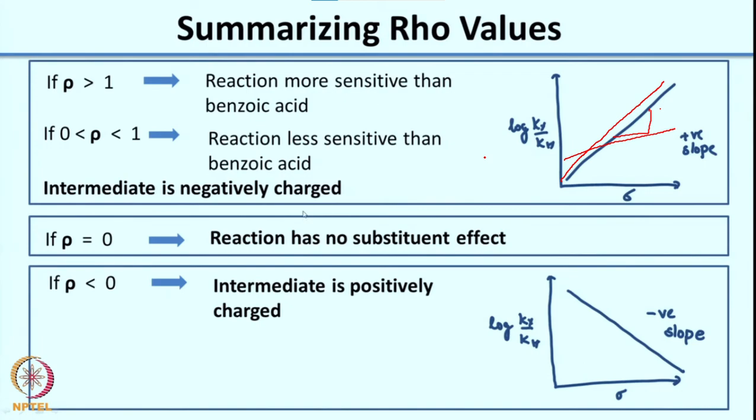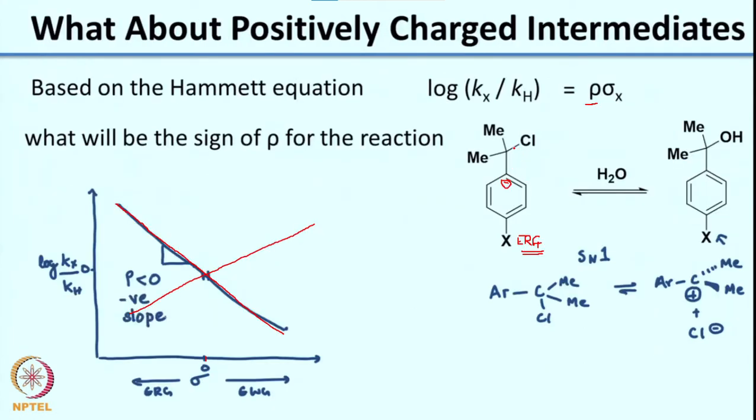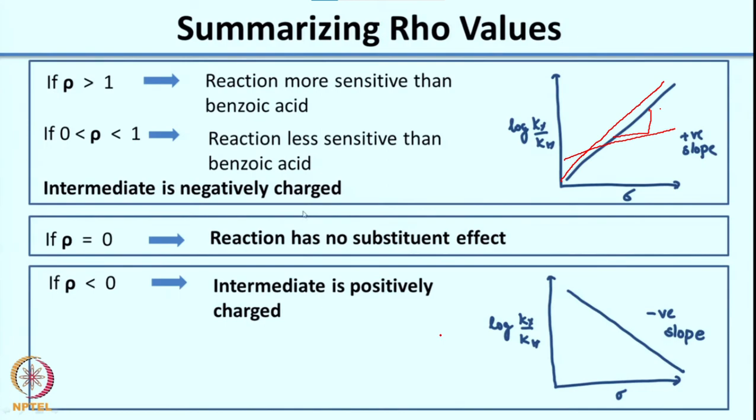This was the case when the intermediate is negatively charged. But when the intermediate is positively charged, which we have discussed here, that means carbocation formation is taking place after the Cl group leaves. This is the intermediate, correct? In this case, the slope will be negative, and the rho value magnitude will be positive, but the slope will give a negative sign, and the magnitude will be higher. We have also discussed that a rho value equal to 0 means the reaction has no substituent effect, that is a straight line. We have already discussed this in the previous session.